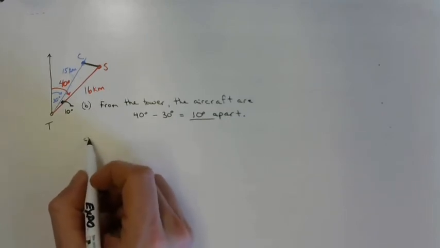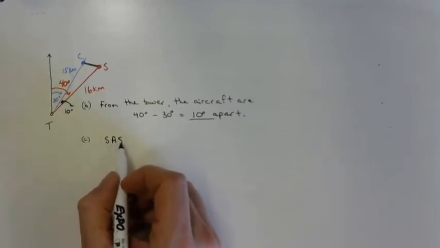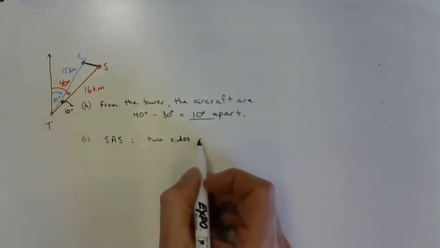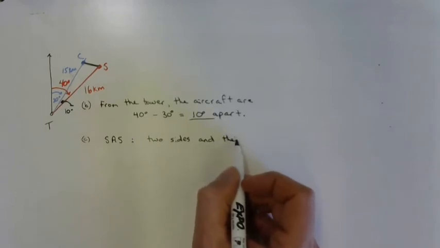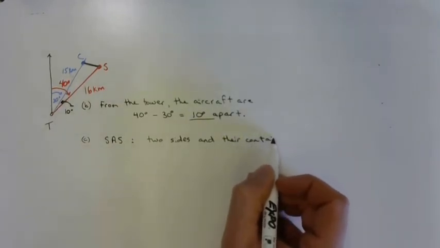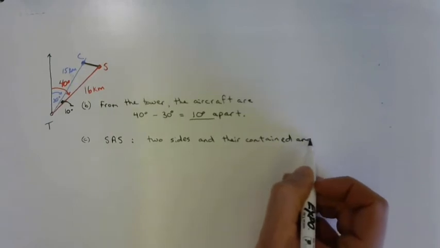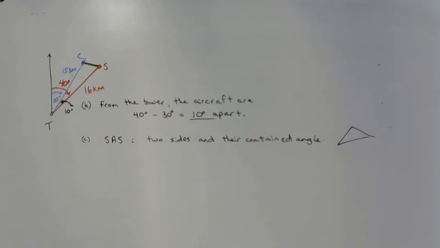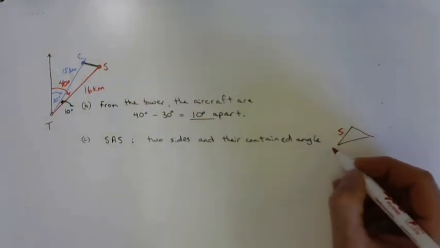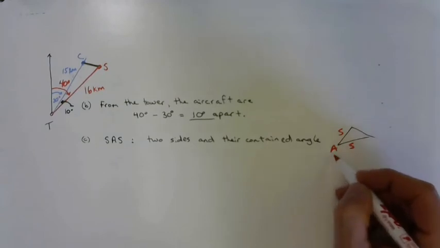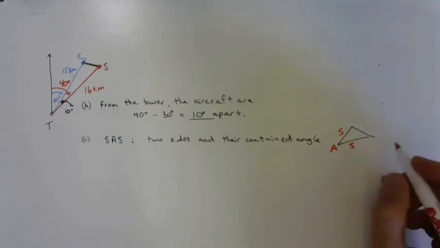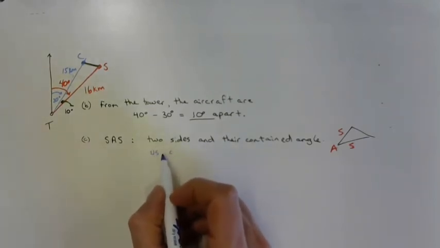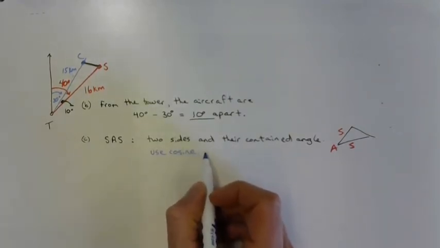Okay, so we have side, angle, side. I'm going to write that in words: 2 sides and their contained angle. Okay, hopefully that's fairly familiar to you. Basically all we're saying is that in any triangle, if you have side, angle, side right in a row, 2 sides and their contained angle, what are you going to use? Use cosine law.